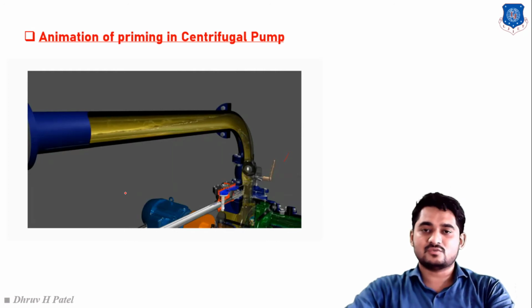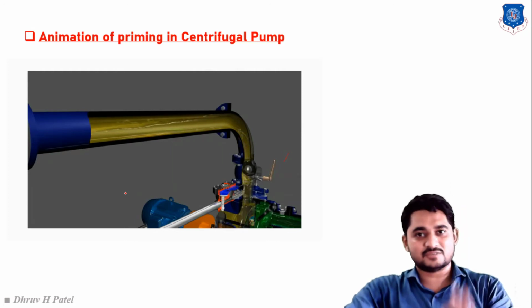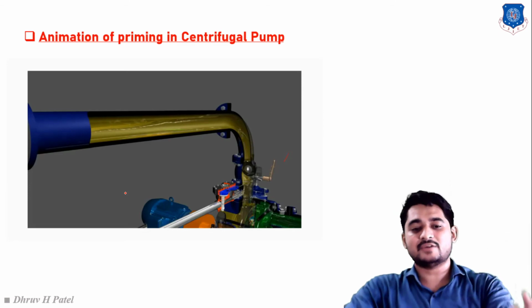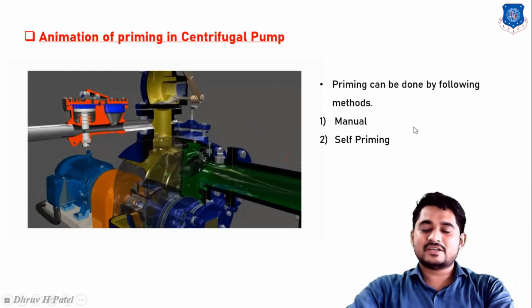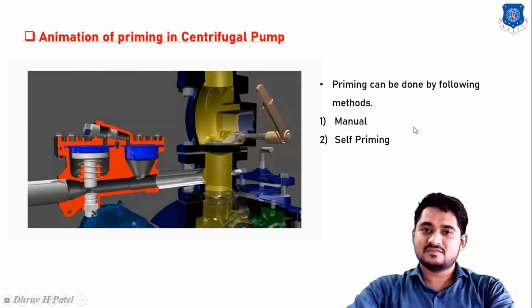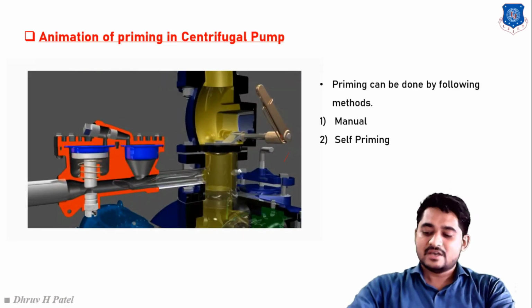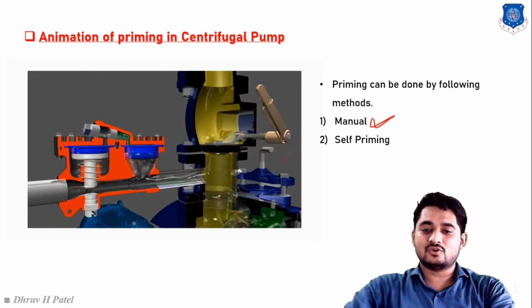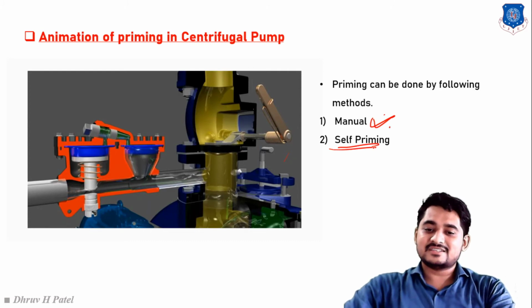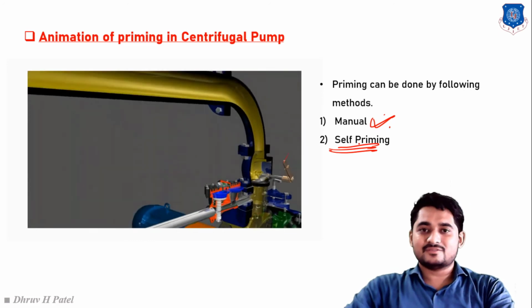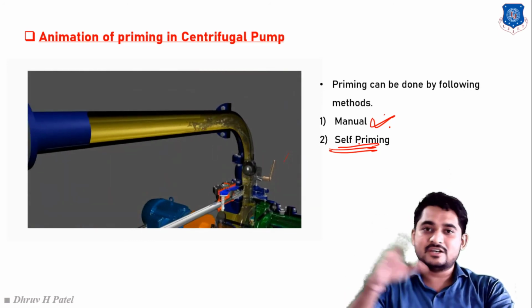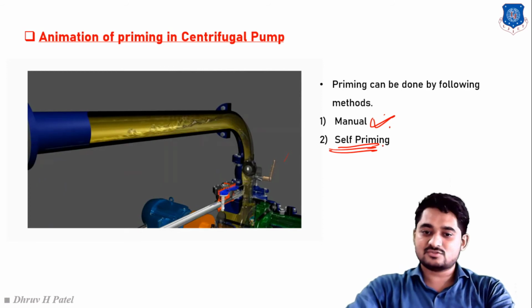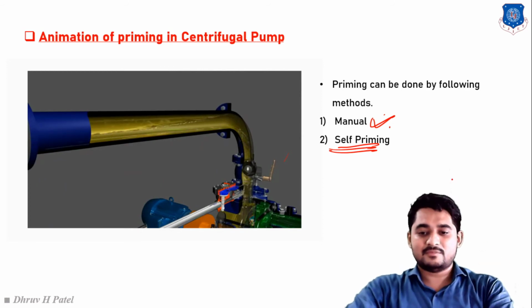Clear students? So water will be filled in the suction pipe, casing as well as delivery pipe, that is known as our priming process. So basically priming can be done by the following two methods, manual and self priming. In manual priming, we have to fill water manually from an outer side source, and in self priming we have to make one small arrangement in the pump itself. So priming can be done by a self process. Clear students? So this is it for the priming process.